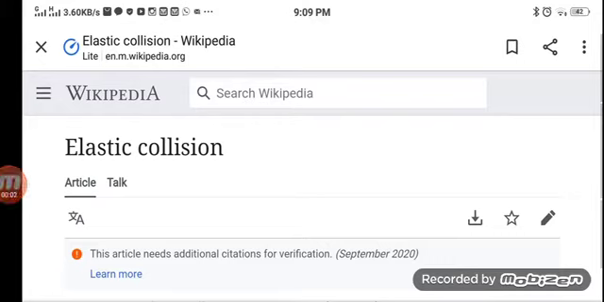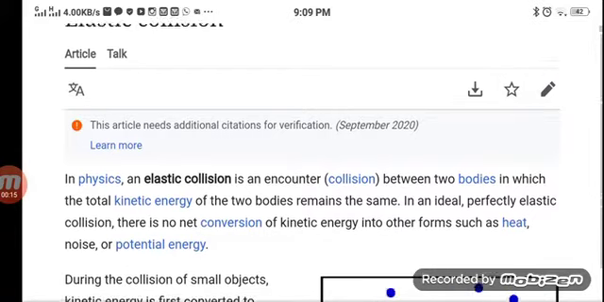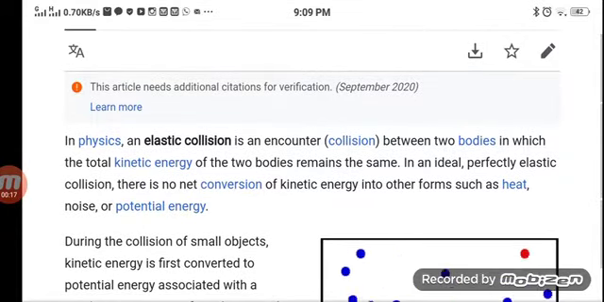Elastic collision. This article needs additional citation for verification. Learn more. In physics, an elastic collision is an encounter between two bodies in which the total kinetic energy of the two bodies remains the same.